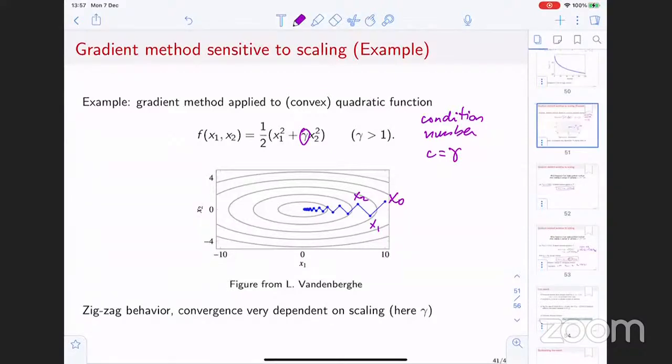The gradient will still always point to the origin in this case, and you will converge very fast. But P P transpose not equal to identity means that you're doing some scaling like the gamma here. So you're changing these circles into ellipses, and this will change the behavior of the gradient method.